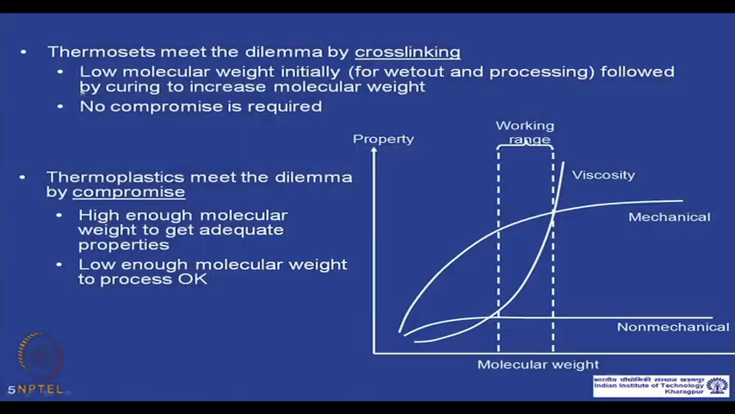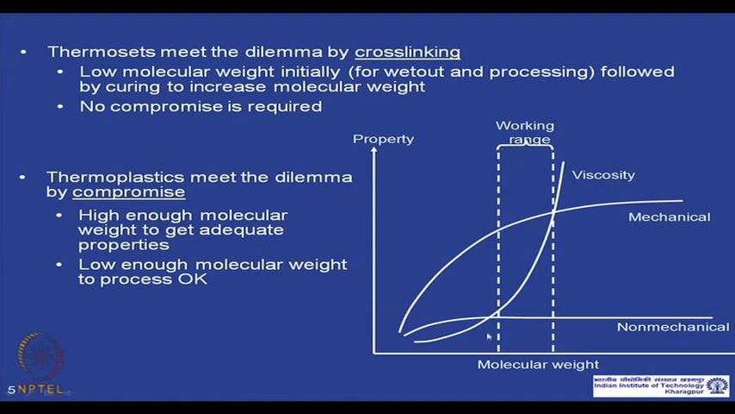And in the case of thermosets, you do not need that compromise, because thermosets generally start with low molecular weight polymers. You process that low molecular weight material and then subsequently crosslink it, or cure in other terms, and increase the molecular weight. So you do not have to compromise anything, whereas in thermoplastics you have to compromise between these two.